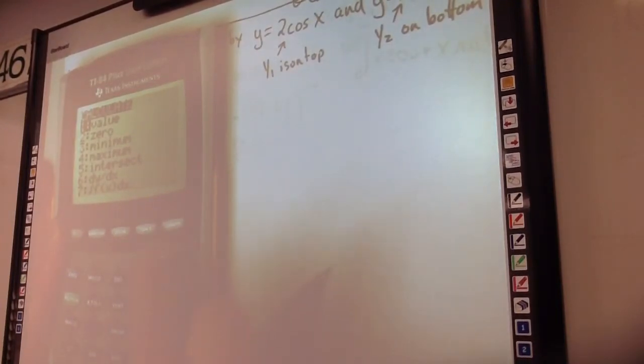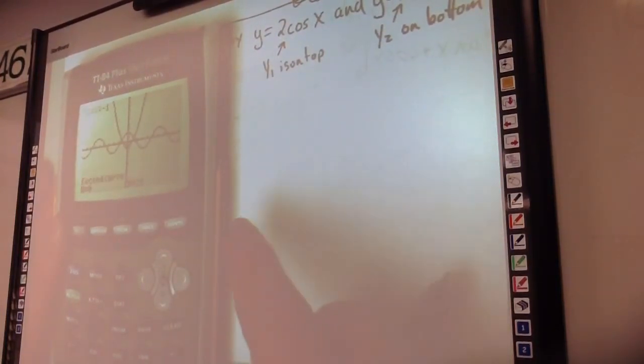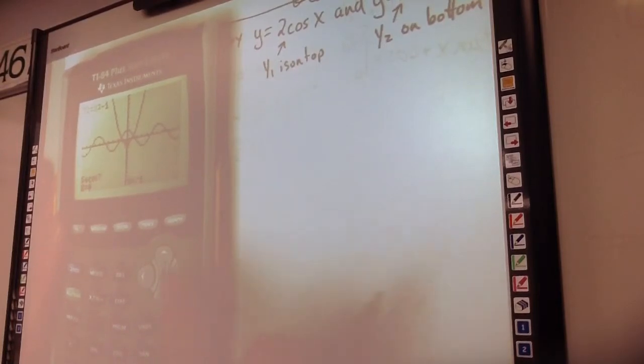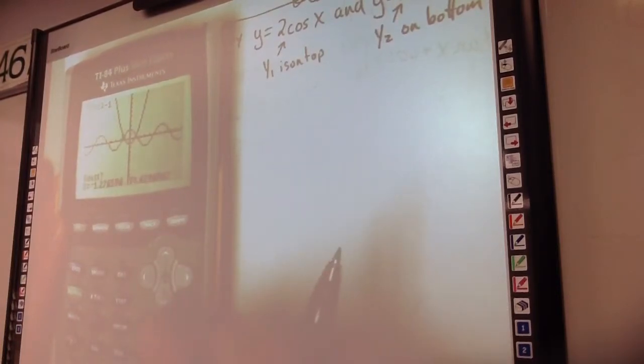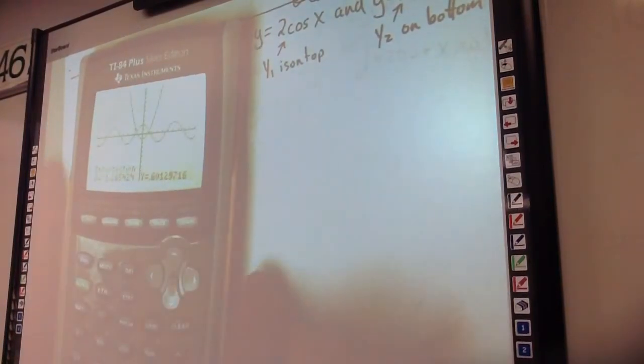Yeah, go to 5, intersect. Second trace, right here. So you hit intersect 5. First curve, just hit enter. It'll switch to the other one. Second curve, hit enter. Guess. I'm going to go over here and guess my left. Do the left one first. Hit enter. And it tells me x equals negative 1.265424.